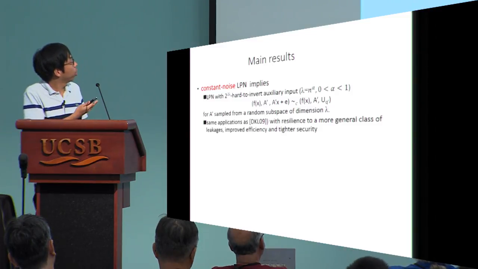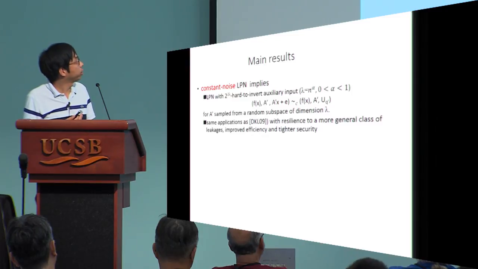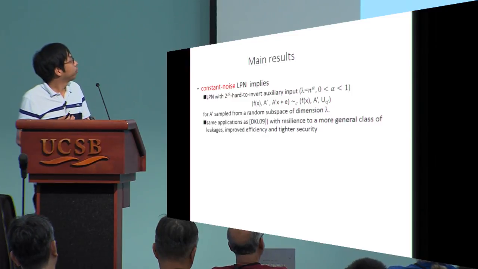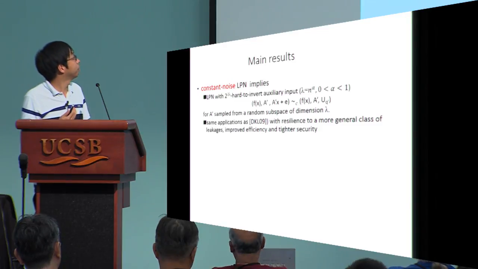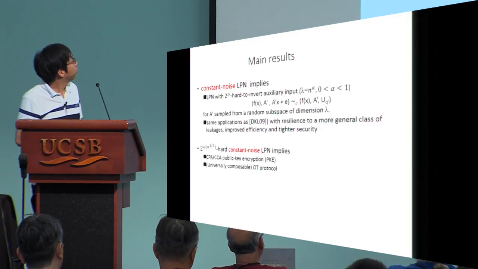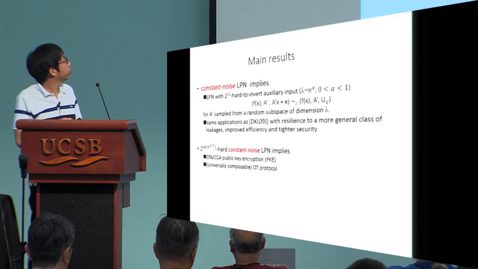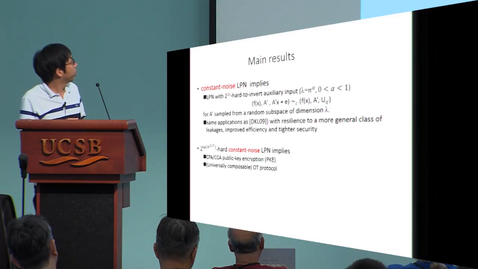Actually, this problem was also considered in the Stock paper, but they proved this under a stronger, new assumption. And then we show that when this constant noise LPN is exponentially hard, then we can construct PKE and even oblivious transfer protocols.